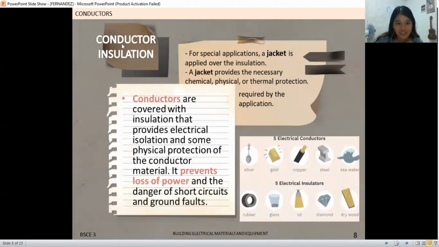So, next is the conductor insulation. So conductors are covered with insulation that provide electrical isolation and some physical protection of the conductor material. It prevents loss of power and the danger of short circuits and ground faults. For special application, a jacket is applied over the insulation. A jacket provides the necessary chemical, physical, or thermal protection required by the application.